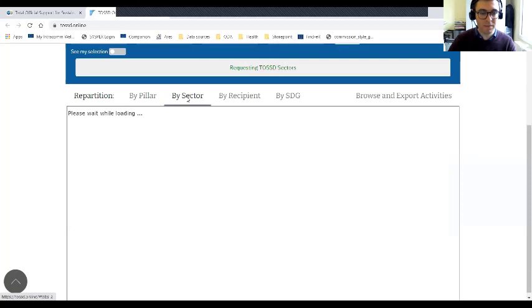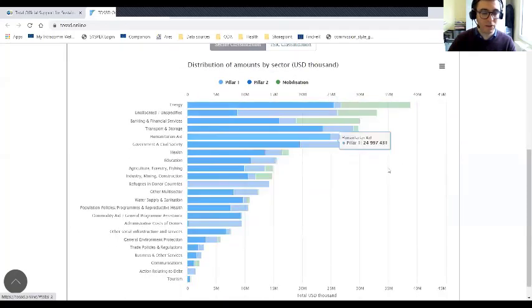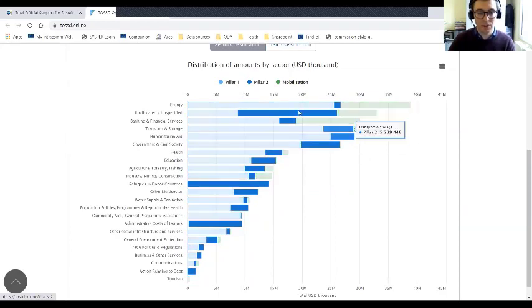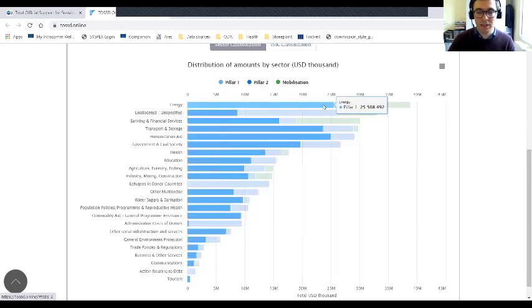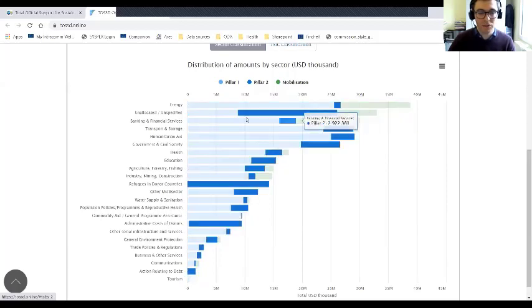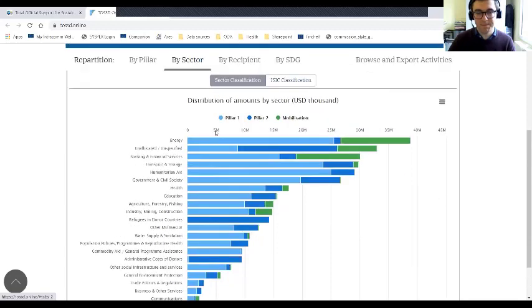You can also look at it by sector. So these are the DAC sector codes, the same sector codes as used in official development assistance, which Stefano discussed last week. Here you see that energy is the biggest part of TOSSD. You also have banking and financial service. Unallocated is of course also still quite high. You have humanitarian aid, etc.